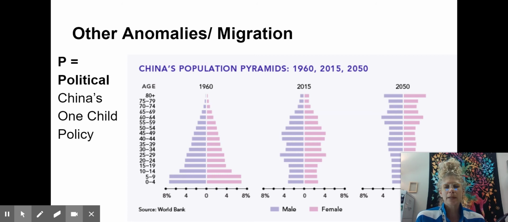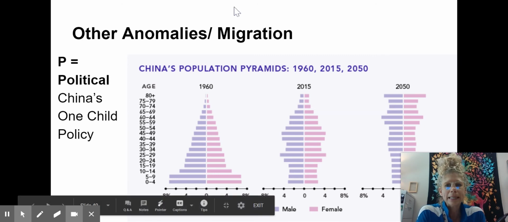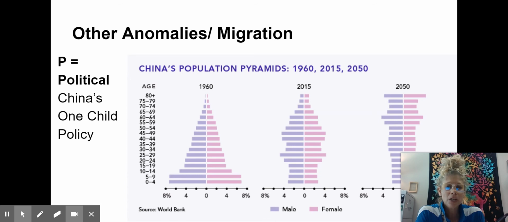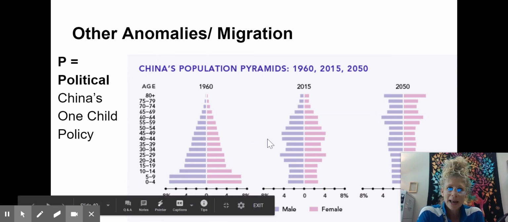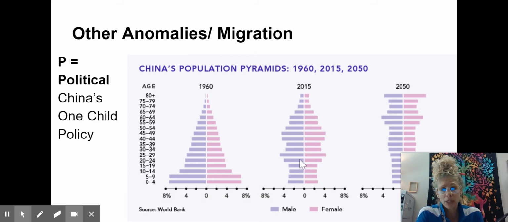Just another example. This one's going to be a political impact. This shows you what China's one-child policy did to China's population pyramid. And you can see here, right when the policy started in the 1960s, you have actually a Christmas tree. See that? And then 2015 is a long-term effect of what the one-child policy did for up to 40 years. And then you have kind of a projection here at the side, the last pyramid is what they predict China's population pyramid to look like in 2050. And it's going to look more like a cup, right? Because people aren't having them babies.